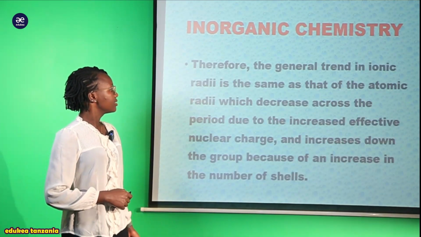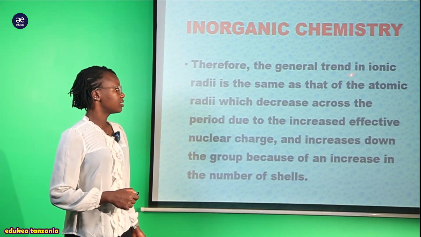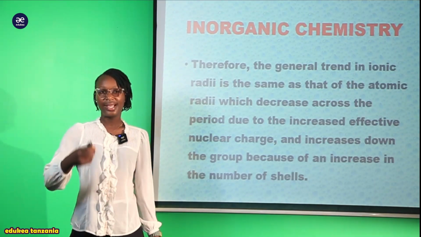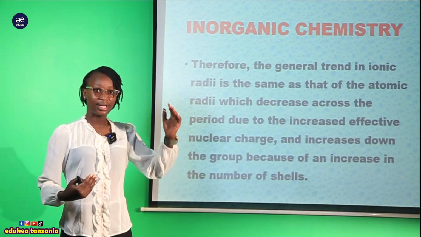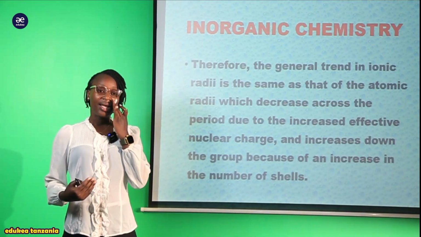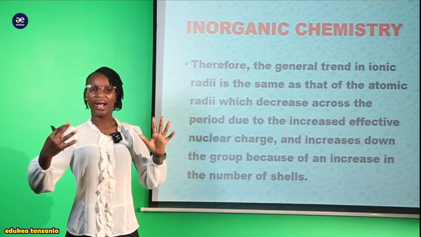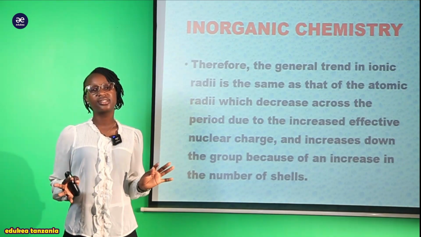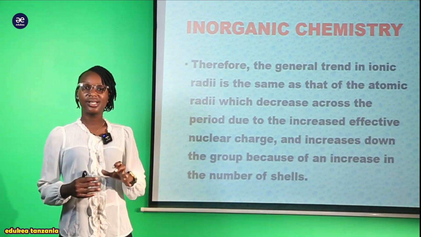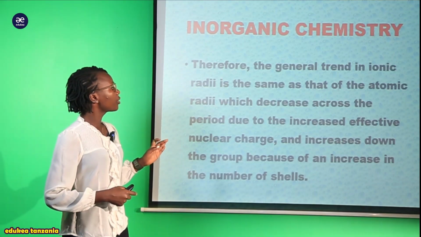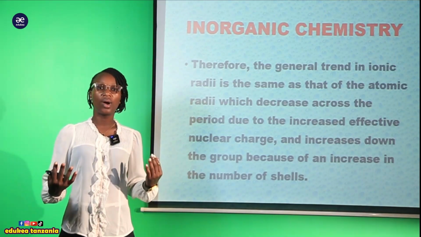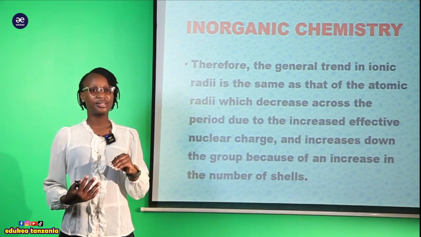So now you can say that therefore the general trends in ionic radii. Sasa ili sasa tuangalie ile trend sasa. I hope you get the concept of ionic radius. Sasa now let's refer to our trend. Kumbuka our main concern is the periodic trends in the physical properties of different elements. Therefore sasa tunakuja kwenye kuconsider au kuangalia the issue of the trend now.